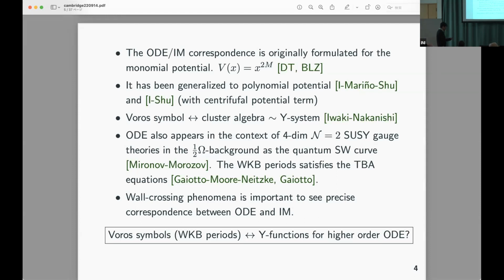I will discuss that at the level of TBA equations. It has a very different form of TBA, characterized by very different TBA systems. I want to discuss it later.